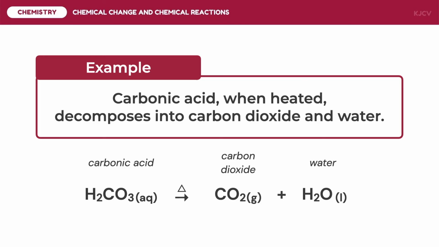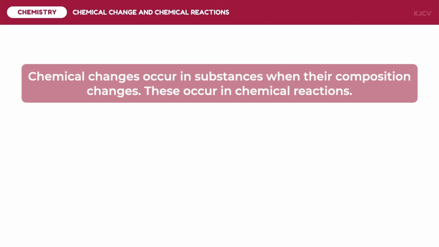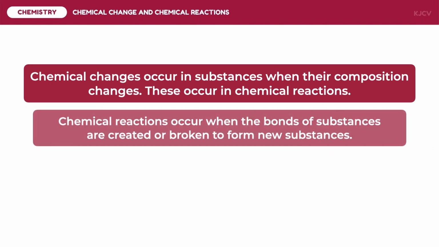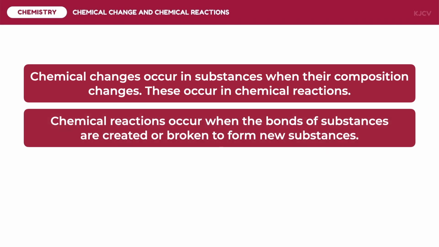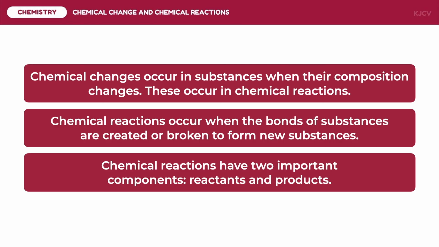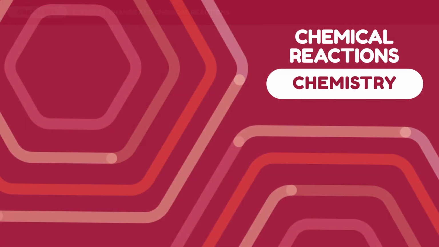Now, to conclude the lesson, let us review the following key points. Chemical changes occur in substances when their composition changes. These occur in chemical reactions. Chemical reactions occur when the bonds of substances are created or broken to form new substances. And lastly, chemical reactions have two important components, reactants and products. And that ends our discussion on chemical reactions.